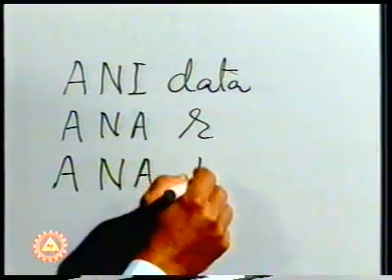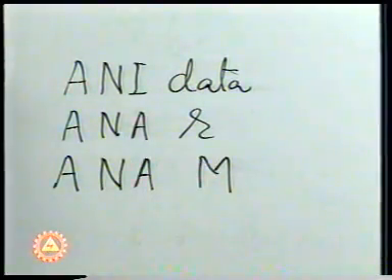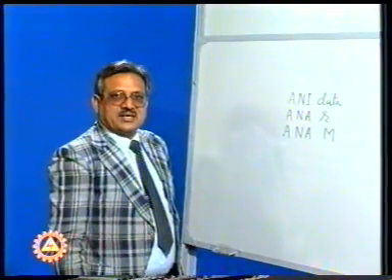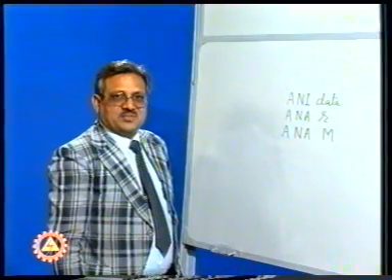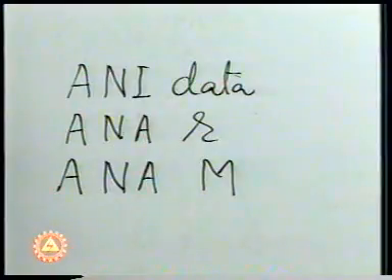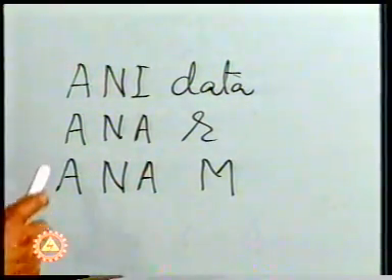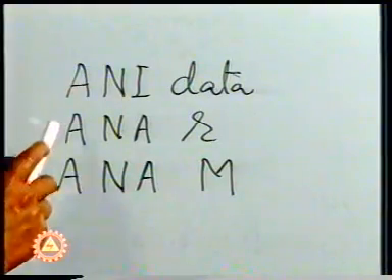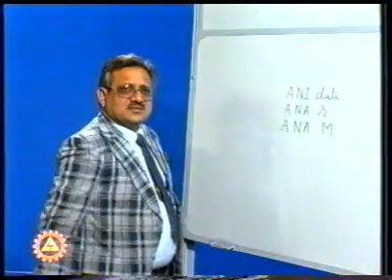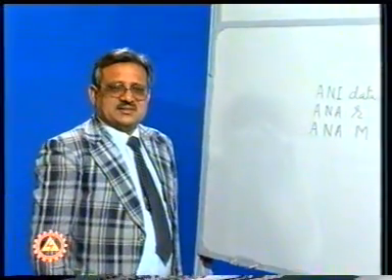Then we have ANA M, that's ANDing the content of accumulator with a memory data whose address is indirectly pointed out by HL register pair. Now the first instruction, ANI data, is immediate addressed. The second one is the register addressing. The third one involves the register indirect addressing. These three variations of AND instructions can be explained from the following diagrams.